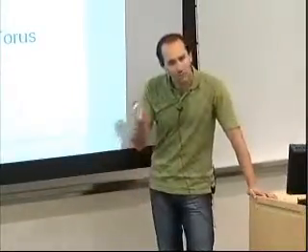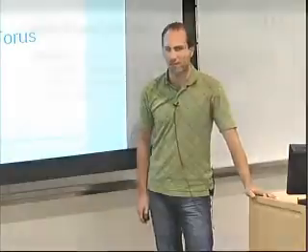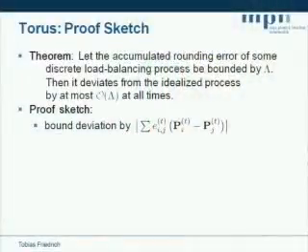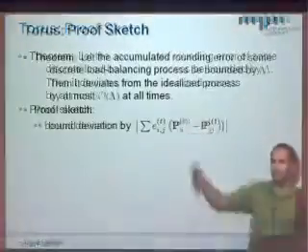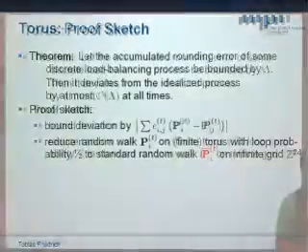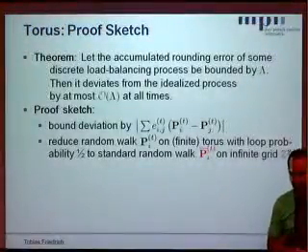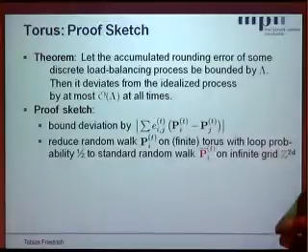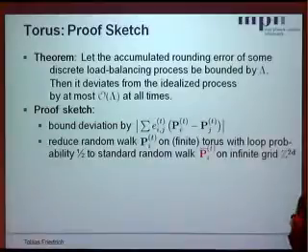Okay, so how would you do the same on the torus? Just a quick sketch. Again, we want to prove that if the deviation between this continuous and this discrete process is bounded, then our deviation is small. Again, we start with the sum of this excess times the probability, and now we have a random walk on a torus with loops, a lazy random walk. We can describe this lazy random walk with loop probability 1/2 on a torus as a random walk without self loops on a 2d-dimensional grid.